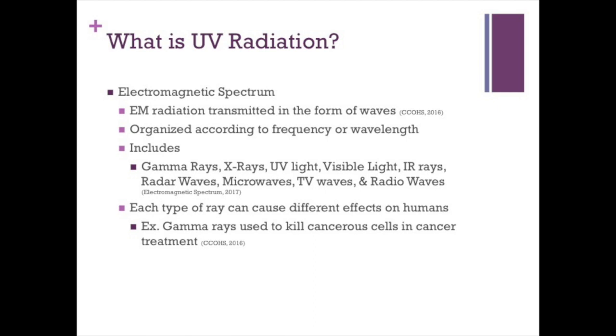The electromagnetic spectrum includes gamma rays, X-rays, UV light, visible light, IR rays, radar waves, microwaves, TV waves, and radio waves. Each type of ray or wave in the electromagnetic spectrum can cause different effects on humans. For example, gamma rays are used to kill cancer cells for cancer treatment.